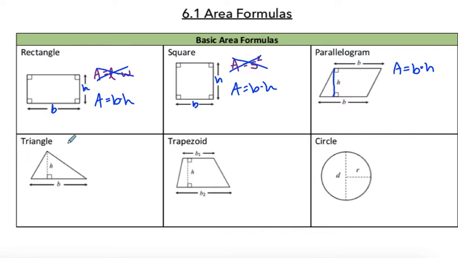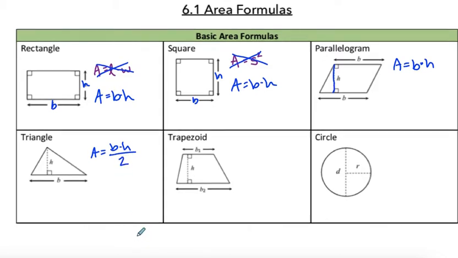Which then, as we get to triangle, every triangle is half of a rectangle. So we take base times height and divide by 2. Because if I went like this, do you see the other side of the rectangle? This would be base times height, and then I would divide by 2 to just get the triangle that's left over.